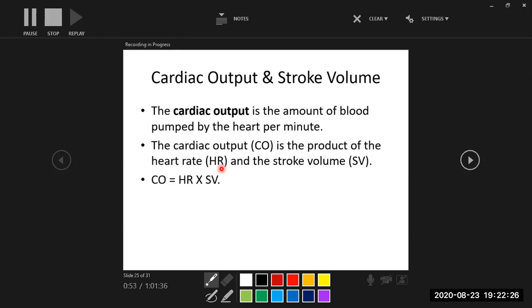You will see it in the quiz, in the exam, I guarantee you. The quiz will be like, which one is accurate? CO equals HR times SV, heart rate times stroke volume, or HR equals CO times SV, etc. The correct one is CO equals HR times SV. So this one is a must. Cardiac output equals stroke volume times heart rate.